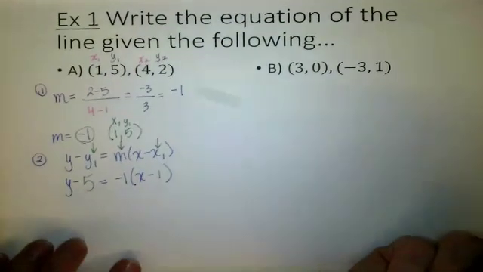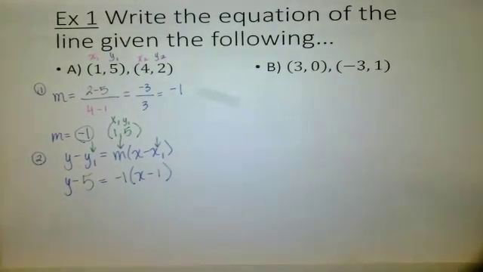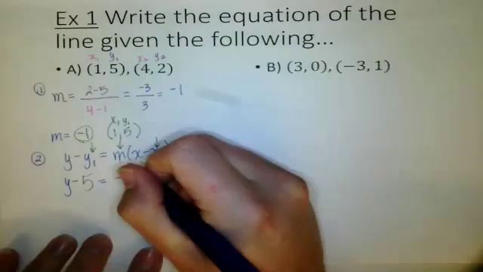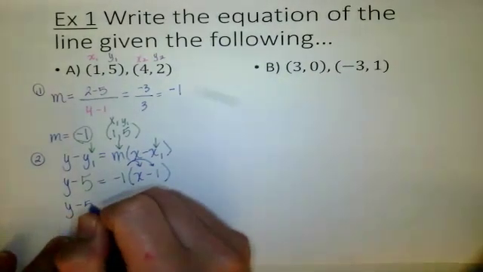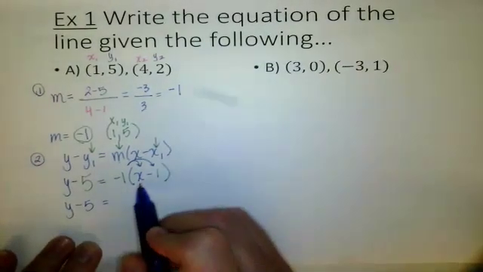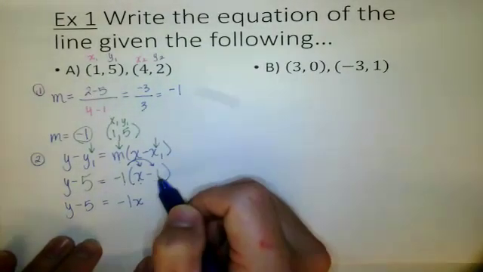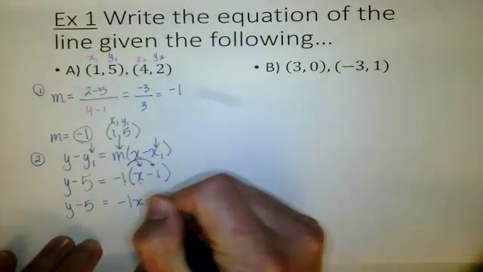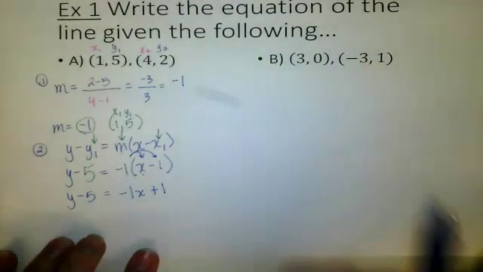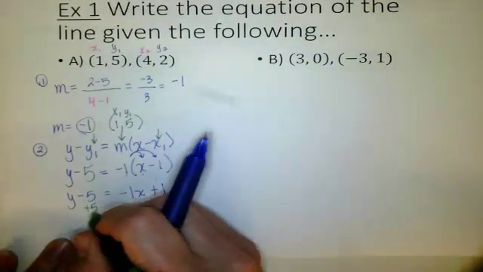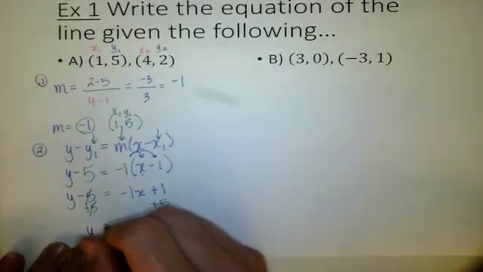So plugging those things in, and then it's a two-step process, distribute, and then isolate the y. So I'm going to go ahead and distribute the negative 1. So I have y minus 5 equals, what's negative 1 times x? Negative 1x. Negative 1 times negative 1. Positive 1. And then we need to do what? Add the 5. So you get y by itself.